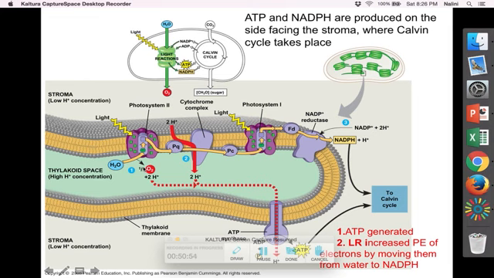So the electrons, which are energized and shot out by the primary pair of chlorophyll molecules here in photosystem 2, go through this chain of molecules and end up with NADPH. So this is how NADPH is made or regenerated during light reactions.